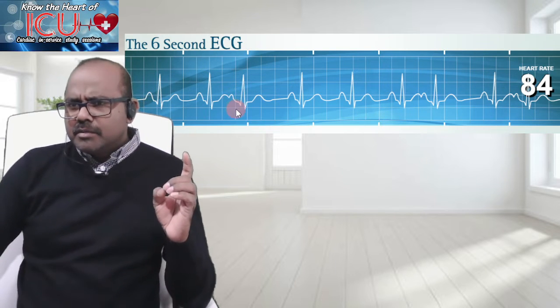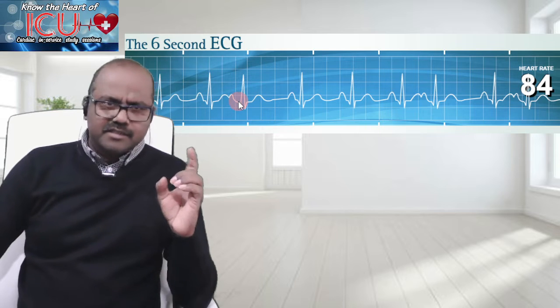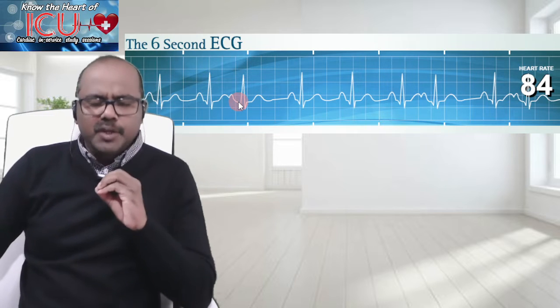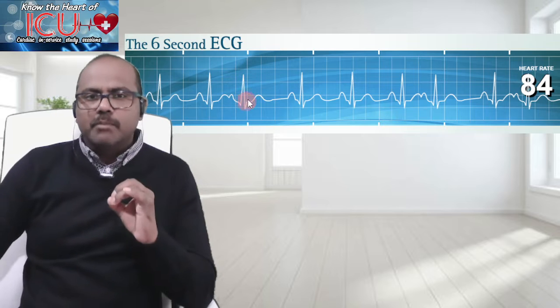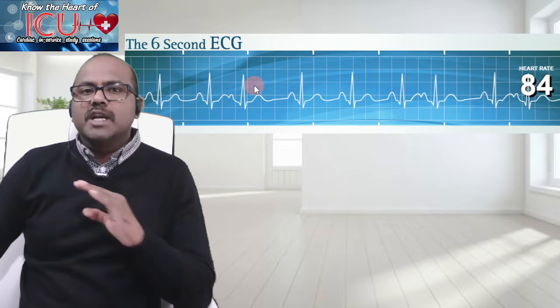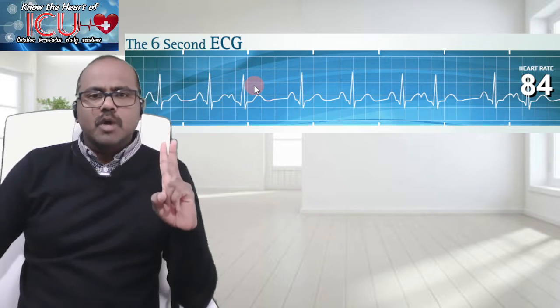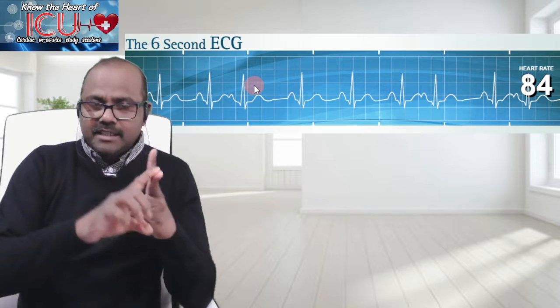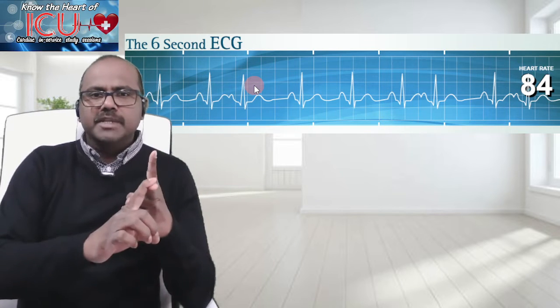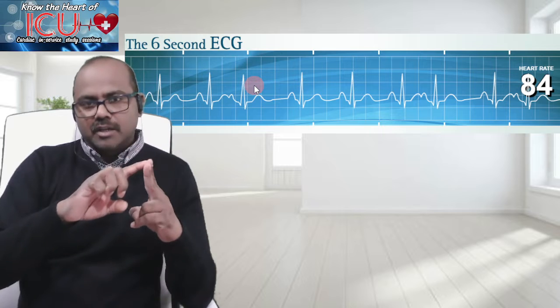Is the premature complex narrow? Yes. So it's not from the ventricle. You will not find any narrow complex originating from the ventricle. So it's not a PVC. Now you are left with two options: either PJC, that means premature junctional complex, or premature atrial complex.